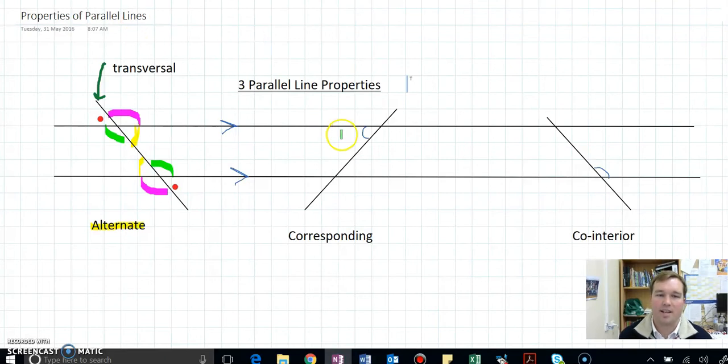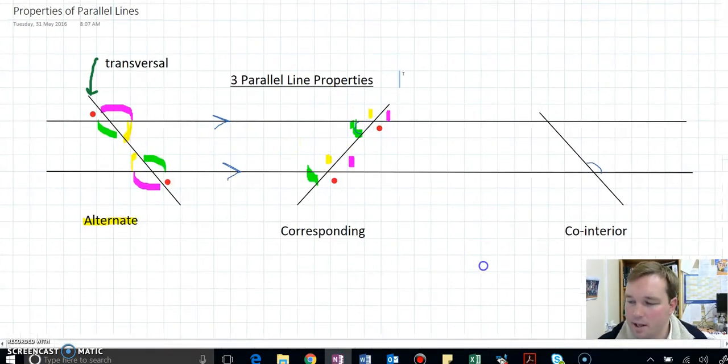Alright, corresponding is the F. This corresponds with this. They are equal. Similarly, this angle corresponds with this one. You can see it's the inside of an F there. They're equal. Similarly, this one, and the last pair as well would be, which color I haven't done yet, this one and this one. Alright, those two are quite simple.